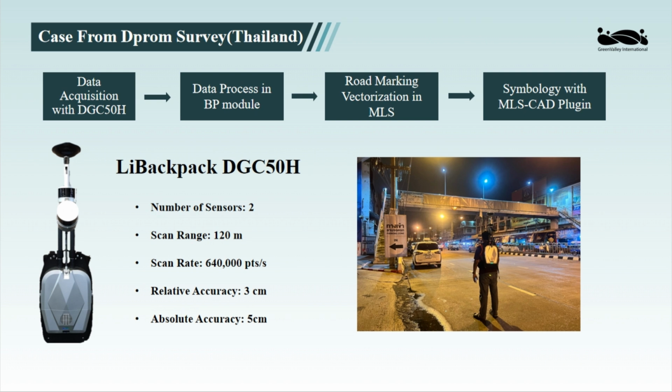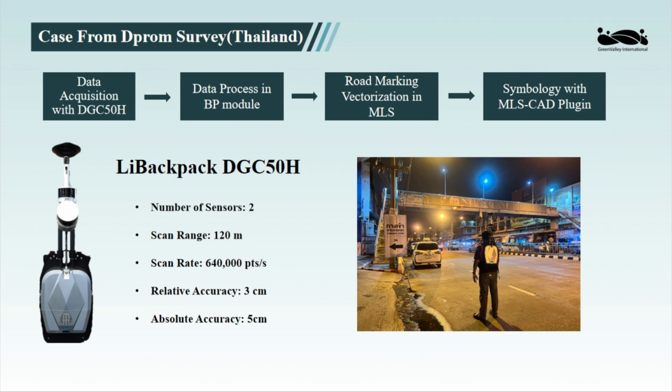So again, thank you for Dprom for supplying us these photos as well as data set for us to present this case study. So in this case, the data set was acquired using the DGC50 Light Backpack device, and the data set is processed in LiDAR360 MLS, the Light Geo module, and the road marking and vectorization is done in MLS. And lastly, the symbology is done with the MLS CAD plugin in the AutoCAD software.